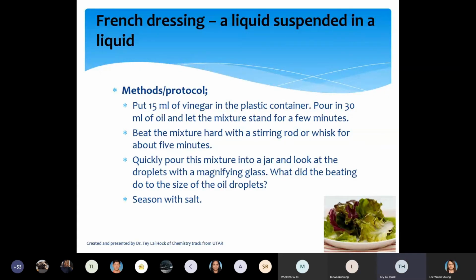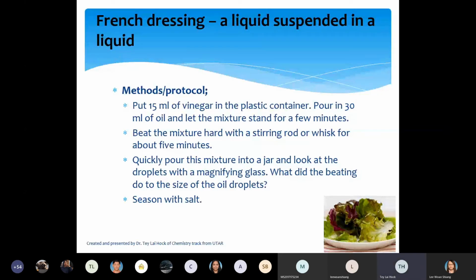All right, now, yes, this is a protocol for French dressing. So basically, if you are interested, you can create it by yourself at home, where you can just use 15 ml of vinegar and then pour in 30 ml of oil, and then you let it stand for a few minutes. And then if you want, you can beat it again. And then at the end, you can just use a bit of salt. And it's up to you, no matter how much, whatever flavor that you're interested in. So this is the French dressing.